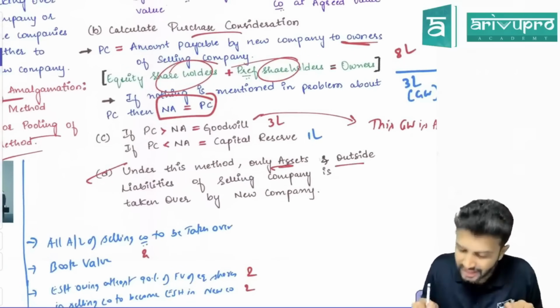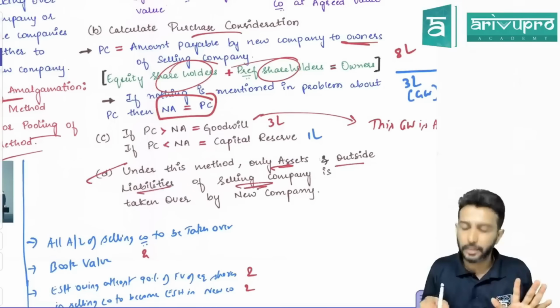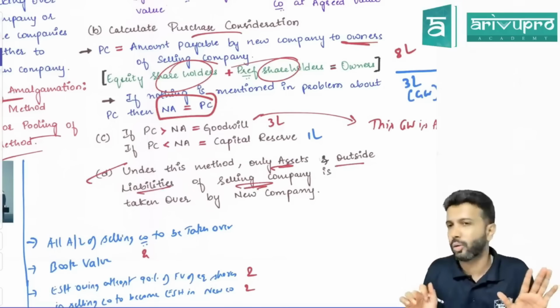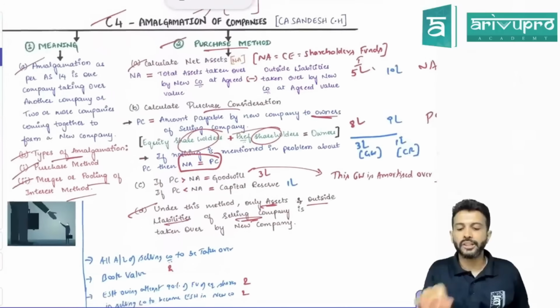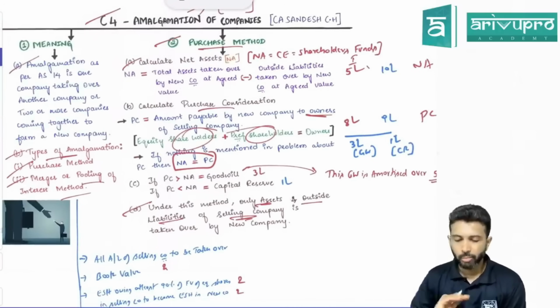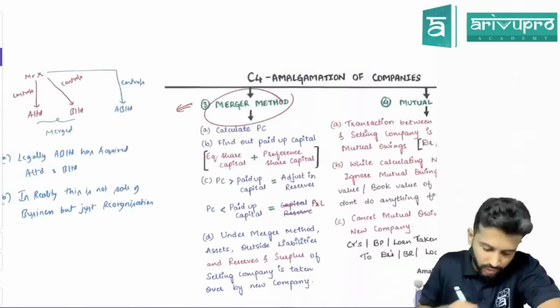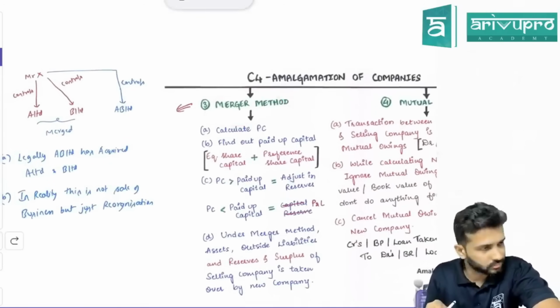They'll only take over the assets and outside liabilities of the selling company. Basically, reserves and surplus, share capital and all will not be taken over. Under which method? Purchase method. Move on to the next. Next, we have another method called the merger method.